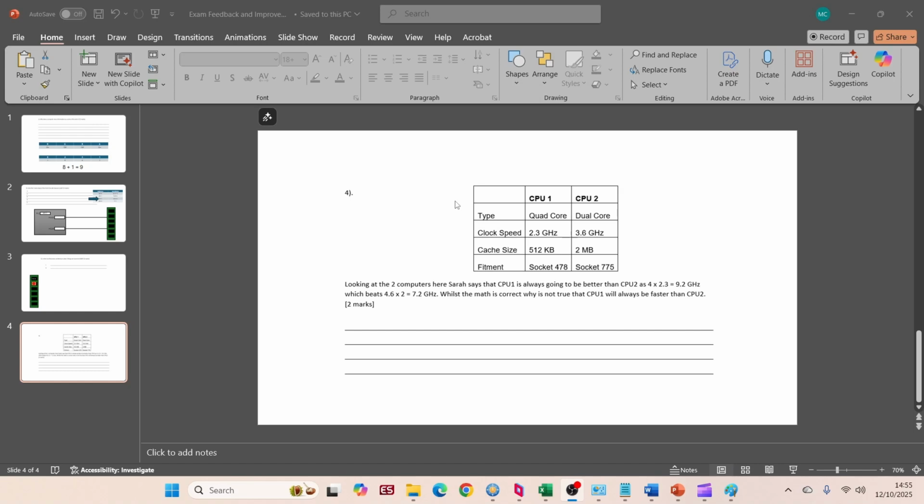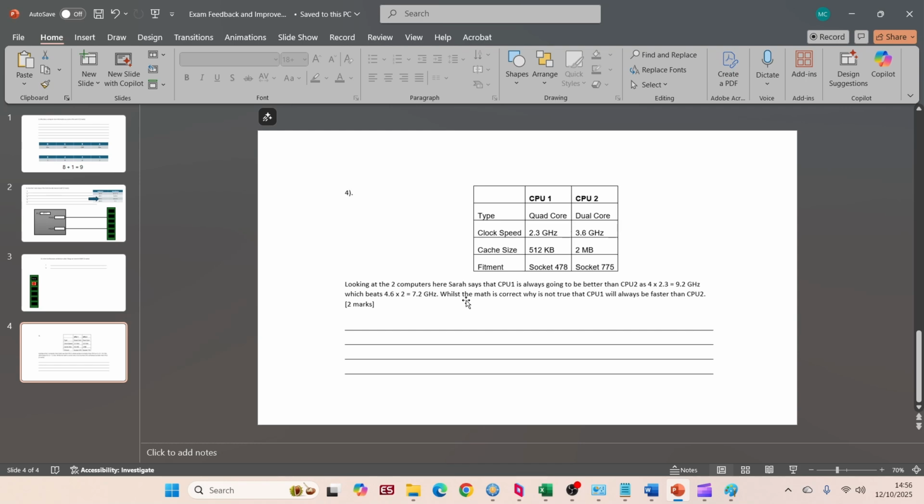Okay, so on to question 4. Looking at the 2 computers here, Sarah says that CPU 1 is always going to be better than CPU 2, as 4 times 2.3 equals 9.2 gigahertz, 9.2 billion, which beats 4.6 times 2 equals 7.2 gigahertz. So basically they're saying the quad core is always going to be faster because it can simply perform 9.2 as opposed to 7.2. Now essentially this would normally be the case. It's very likely that the quad core would be a faster computer.